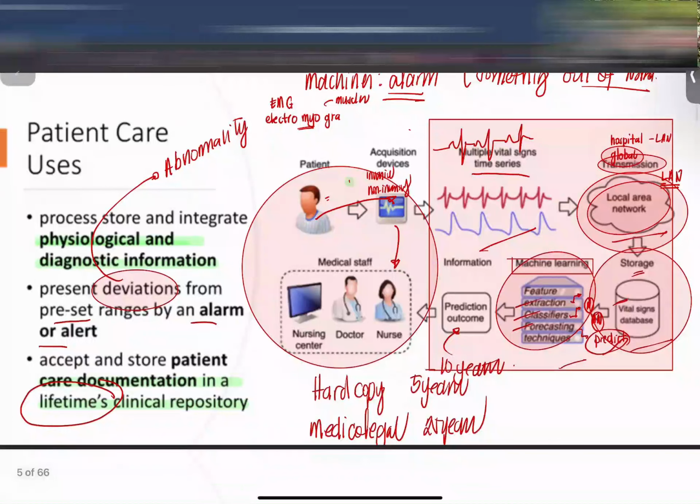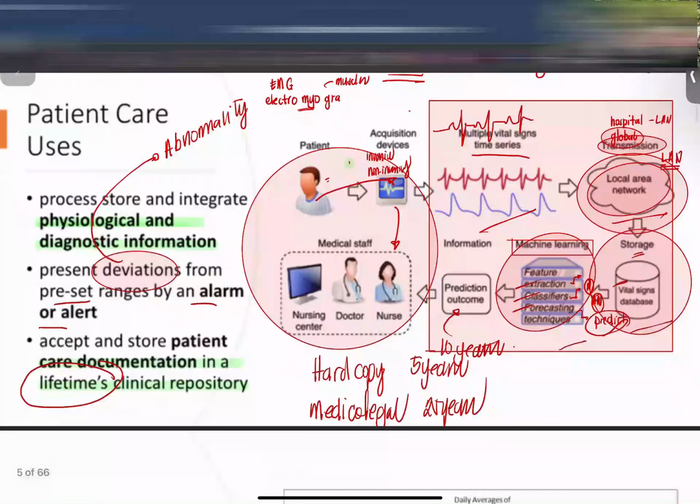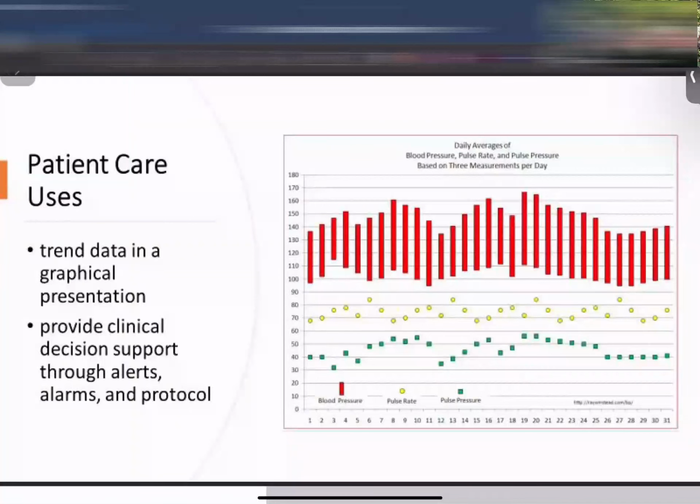What are the possible uses of information technology in patient care? Another use is that it can trend data in a graphical presentation. So what does a graphical presentation offer us? A graphical presentation allows us to detect deviations or variances early.